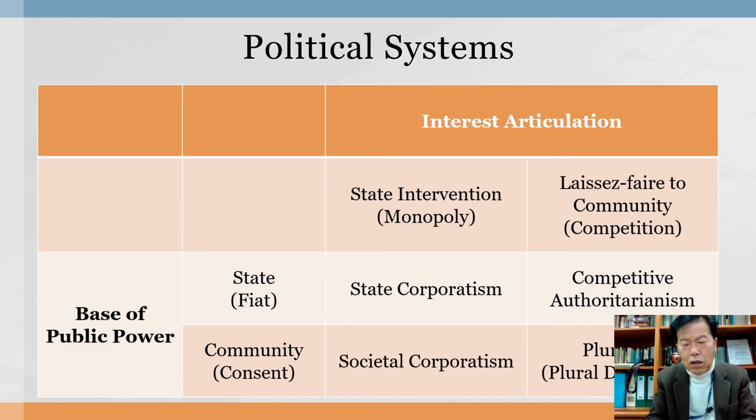And even here, depending on whether the authority is based on consent of the ruled, we can distinguish state corporatism and societal corporatism. Here, basically, the direction of flow is from bottom to the top. In the case of state corporatism, the interests of the state take precedence over those of the society.